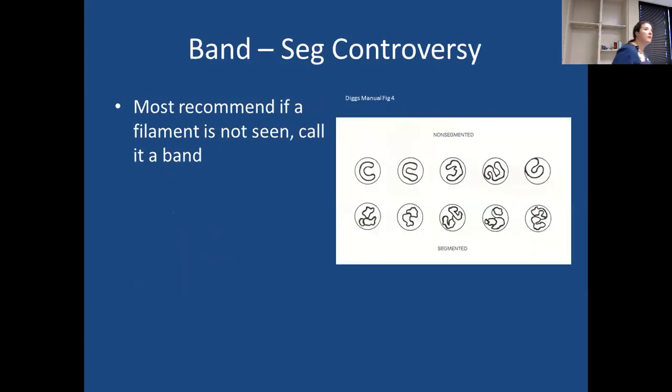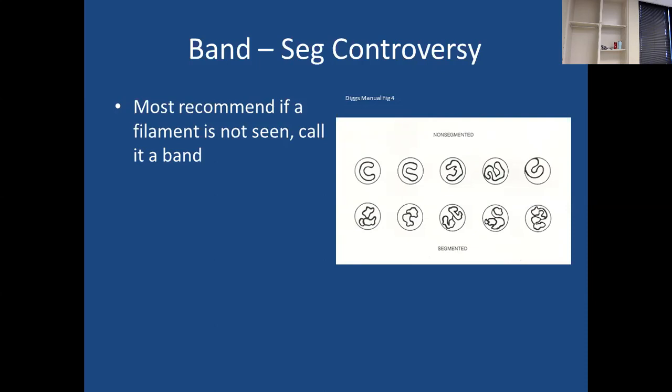All right, so here's that band versus seg controversy. Most will say if you cannot visually see a filament, call it a band. All right, so look, these are all bands right here. Notice you do not have any visual filament. It takes on that typical C or S shape. Right, when it takes on the S shape, that just means it's kind of folded around. Right, so these are bands, and these are segments.